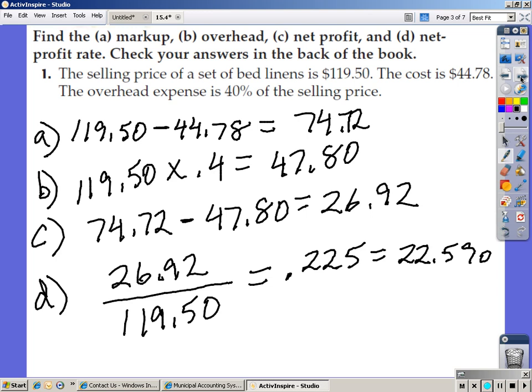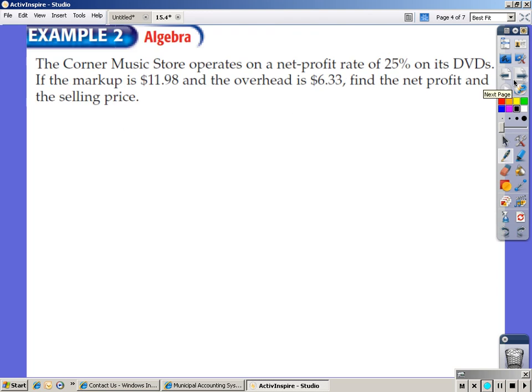Let's look at example 2. It says the corner music store operates on a net profit rate of 25% on its DVDs. If the markup is $11.98 and the overhead is $6.33, find the net profit and the selling price. Okay, so the first thing we've got to do again is find the net profit. Well, it already tells me my markup. So $11.98 minus $6.33 gives me a net profit of $5.65.